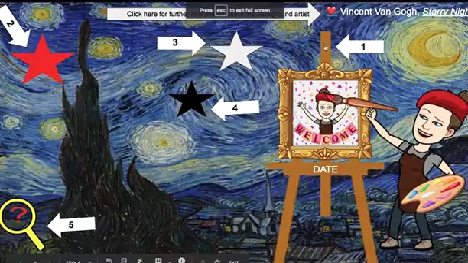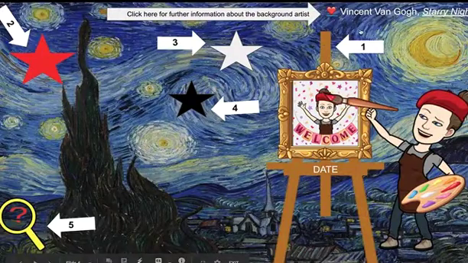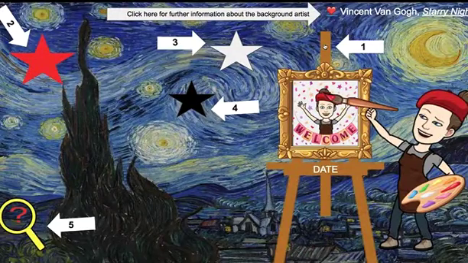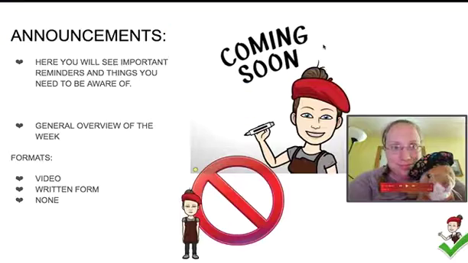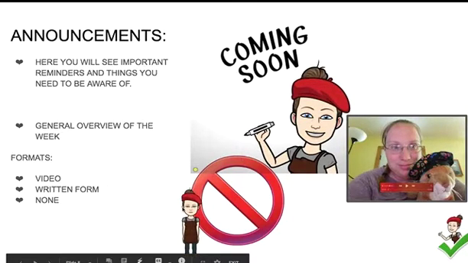So you'll notice here that if I go to my easel, it returns from the black arrow to a white hand. I'm going to click on that first. That's going to bring me to the announcements page. Here you're going to see important reminders of things you need to be aware of or general overview of the week. You'll see this in formats of videos, in written form, or there may be nothing at all. There may not be any announcements for the week.